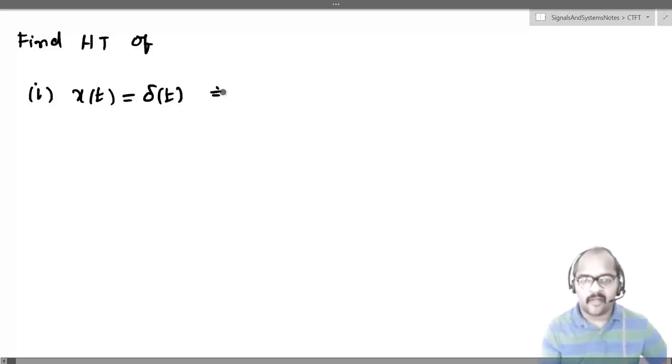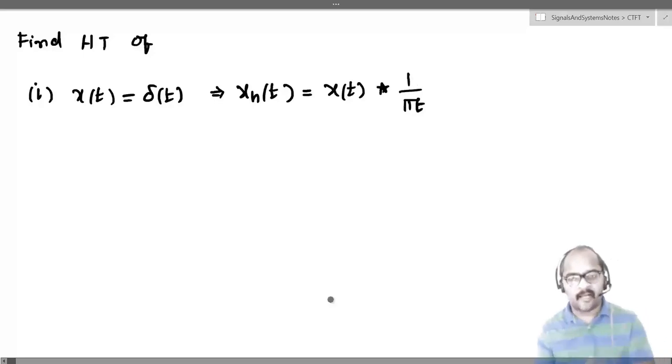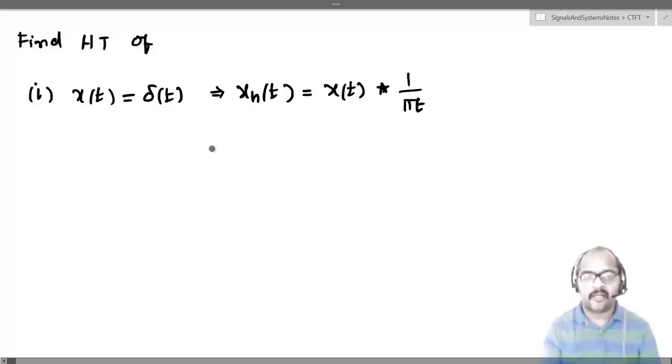So clearly, what will be our xh of t? Xh of t is x of t convolved with 1 by pi t. If we can do it directly in time domain, we will do it. If we cannot do it in time domain, we'll go into frequency domain. So this should be equal to how much? X of t is delta of t here, and this is convolved with 1 by pi t.